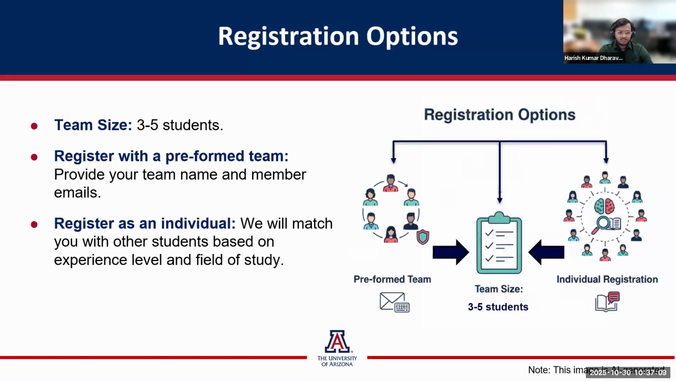Once you're done registering, there are two ways you can register. You can register individually or you can register with your own team. We have a team size of 3 to 5 students. But if you're registering on your own, you don't have to worry, because we will automatically place you in a team with other students at the same level as you and in the same area as you so that you're not running into time zone differences. This is also a fantastic way to meet new people and collaborate, and we highly encourage individual signups.